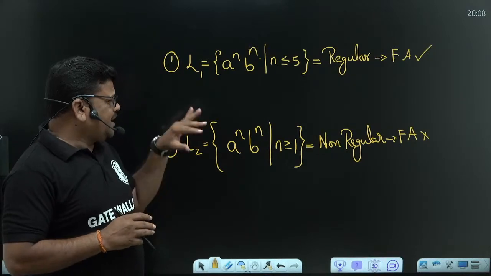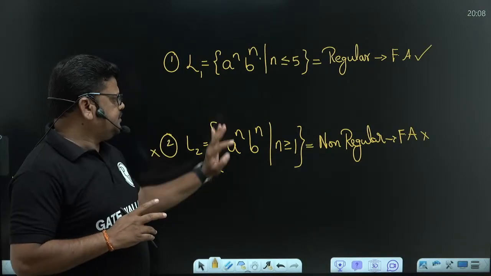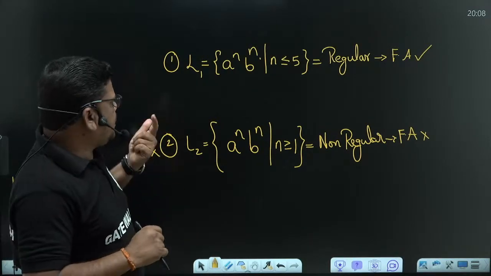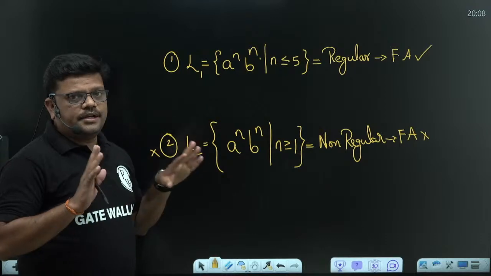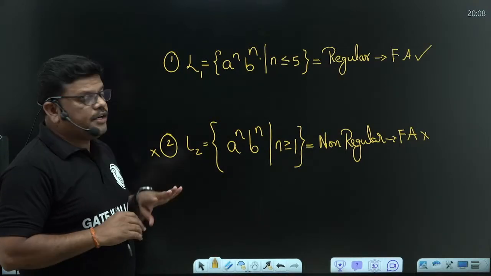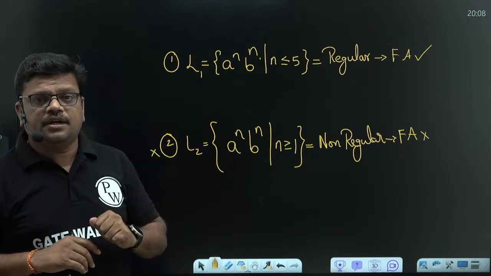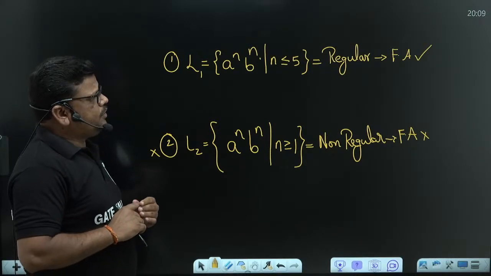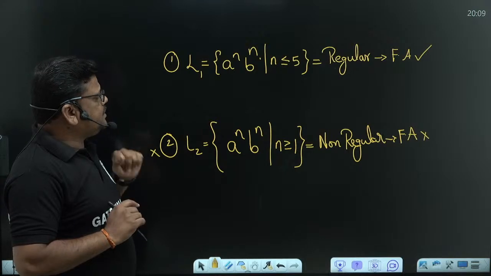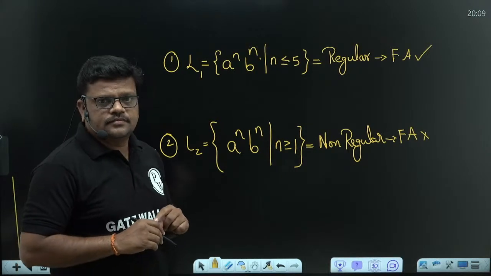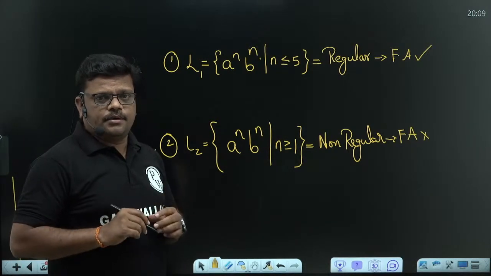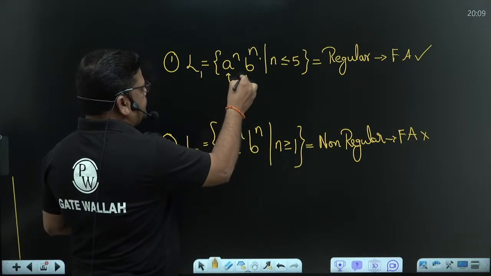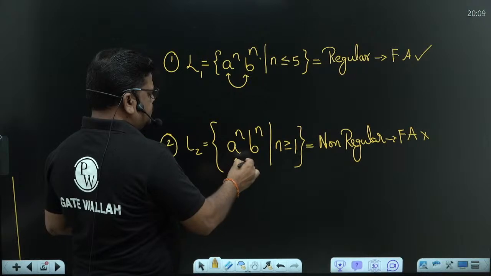Both languages seem almost the same. Here a comparison is there, and here a comparison is there. Both languages look the same, but in the L1 case a finite automata exists, and for the L2 case finite automata fails. What is the reason for this? Why does a finite automata exist one time and fail the other time? Because in these two languages we can observe one common property, that is comparison.